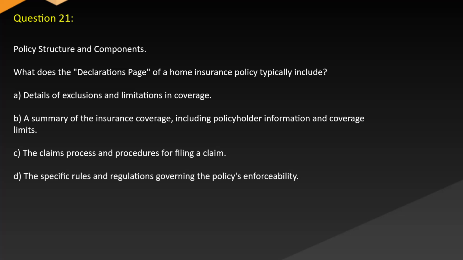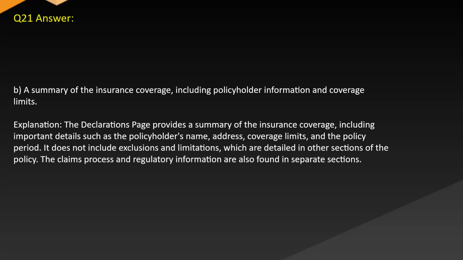What does the declarations page of a home insurance policy typically include? A. Details of exclusions and limitations in coverage. B. A summary of the insurance coverage, including policyholder information and coverage limits. C. The claims process and procedures for filing a claim. D. The specific rules and regulations governing the policy's enforceability. Answer. B. A summary of the insurance coverage, including policyholder information and coverage limits.